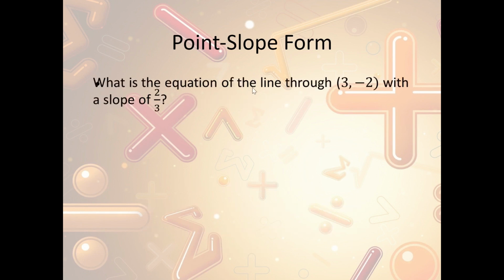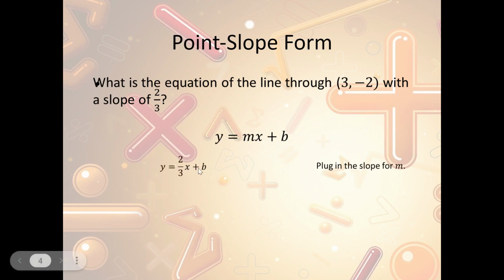It says, what is the equation of the line through (3, -2) with a slope of 2/3? So first we take our y equals mx plus b, and we plug in what we know. We'll plug in the slope first. So the slope is 2/3. That goes in for m. So now this says y equals 2/3 x plus b.